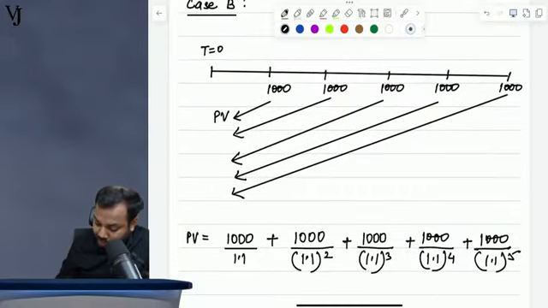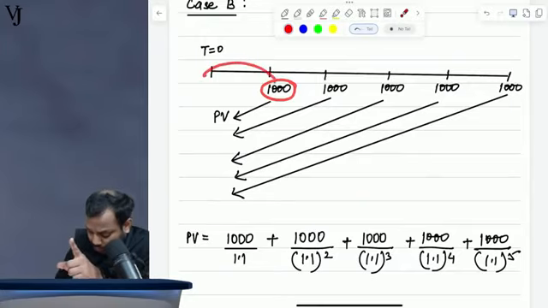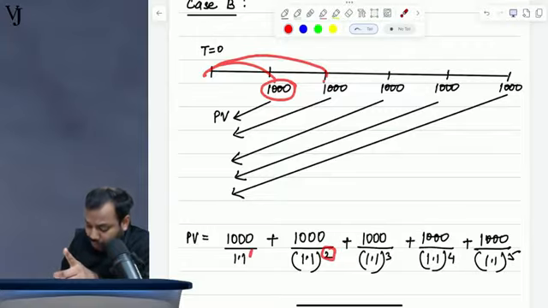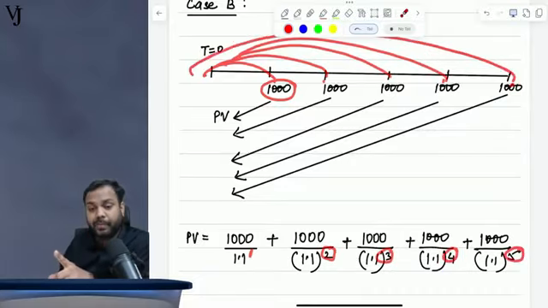Understand, for this amount we have to calculate the present value for 1 year, so to the power 1. This for 2 years, to the power 2. This for 3 years, to the power 3. This for 4 years, to the power 4. This for 5 years, to the power 5.